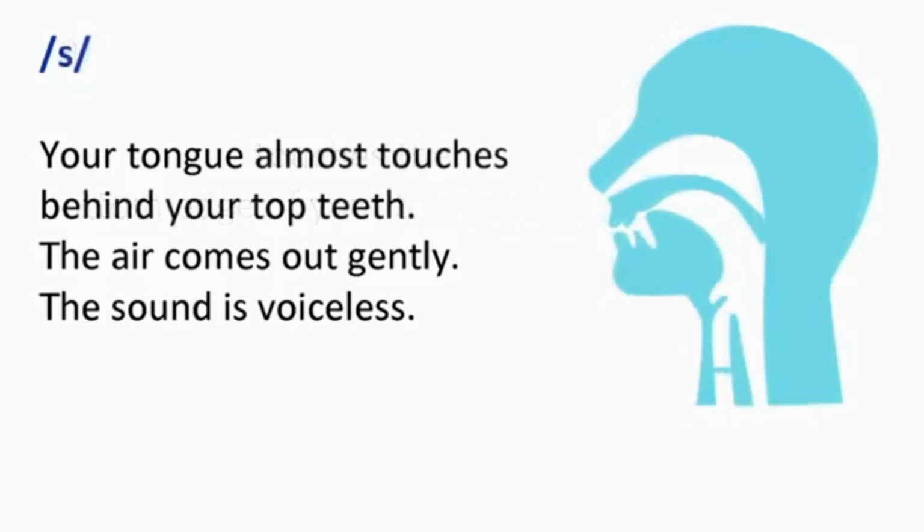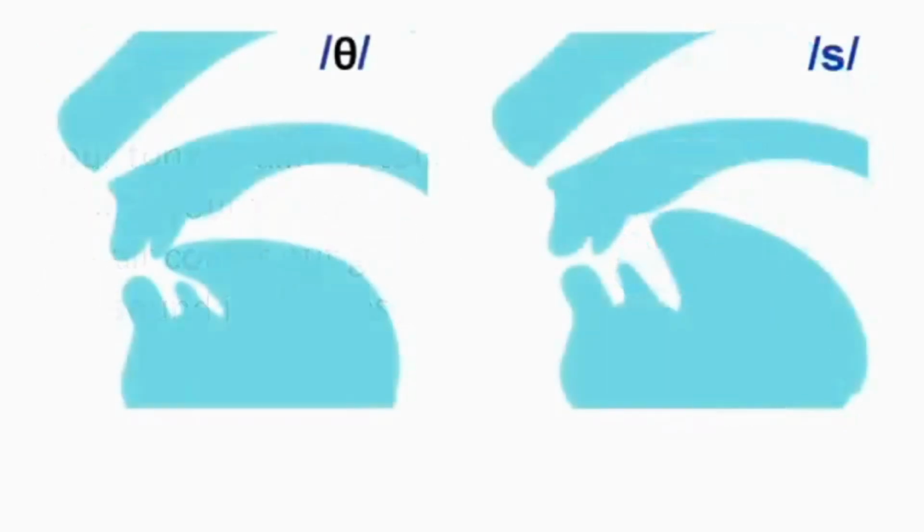When you say s, your tongue almost touches the top of your mouth, just behind your top teeth. Then the air comes out gently. This sound is also voiceless. Feel the position of your tongue when you say these two sounds. It's touching the bottom of your top teeth when you say th, and almost touching behind your teeth when you say s.